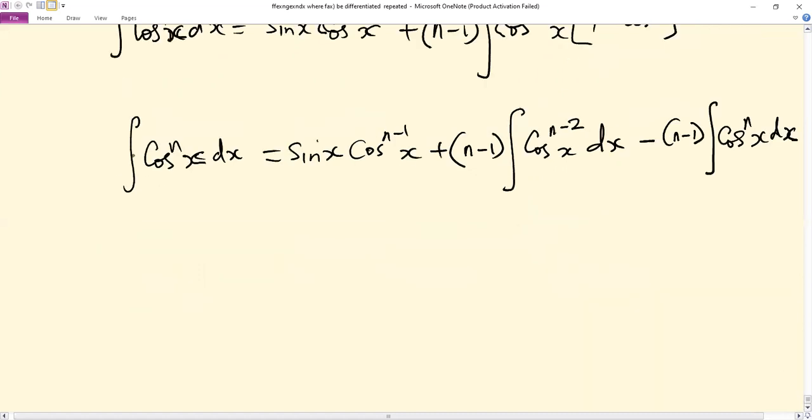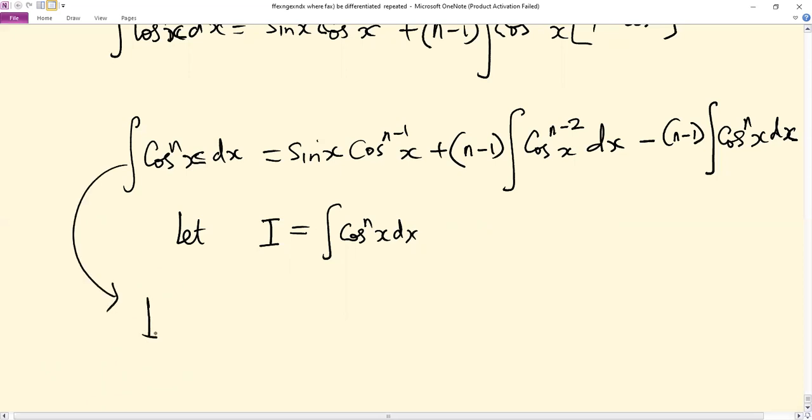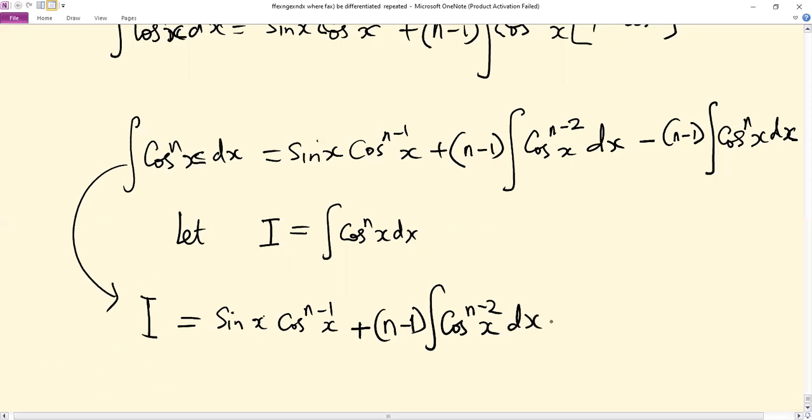Now if I let the integral of cos power n of x dx be I, then this will be I equals sine x cos power n minus 1 of x plus n minus 1 times the integral of cos power n minus 2 of x dx minus n minus 1 times I. This is I, because I have set that integral to be I.